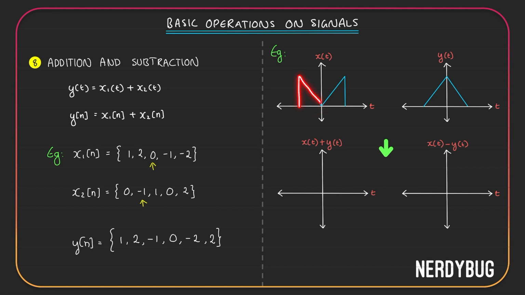Let us do the same thing for a continuous time signal that is given over here. X of t looks like this, and y of t is a triangular signal. We have to add them first, x of t plus y of t. So when you add this triangle and when you add the complement of this, what you actually will get is a rectangular signal. Over here also you are adding this one and then you are adding this one, you will get a rectangular signal. So the sum will look like this.